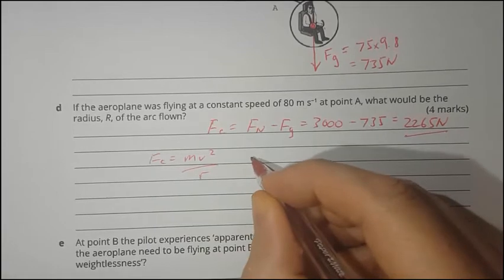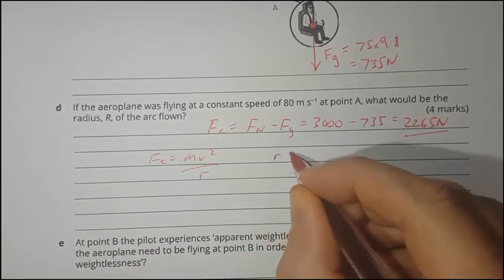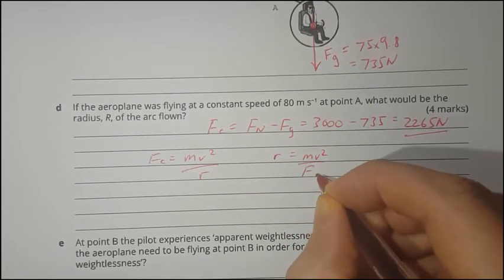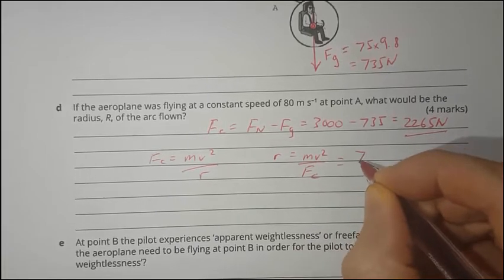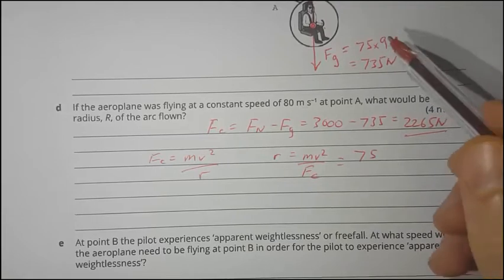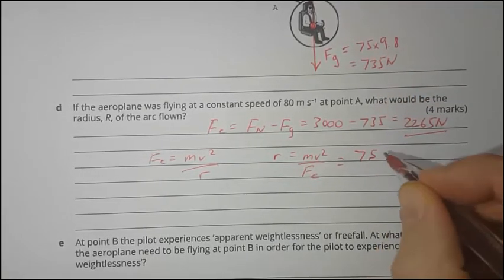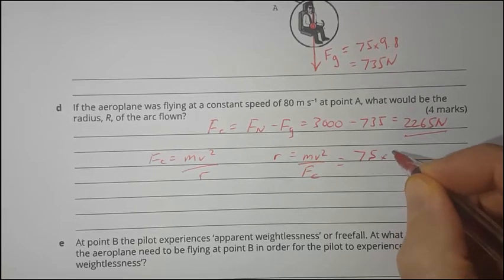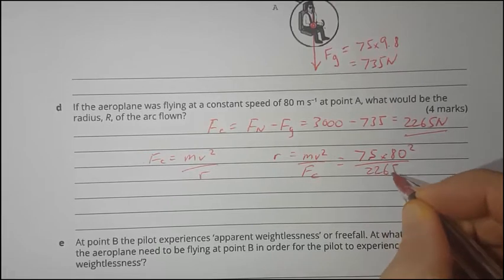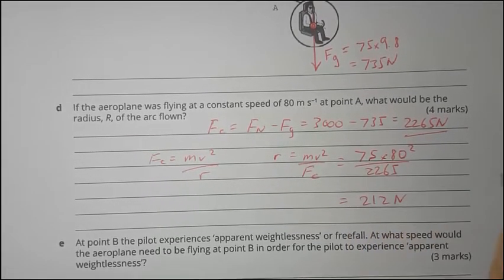Knowing that, you can rearrange to find what it's asking, the radius. So r is going to be equal to mv squared on Fc. Put the numbers in. 75 is the mass of this guy. We could talk about the plane, but we've been given the normal force on the person, so we can just use that information. 75 times 80 squared divided by the centripetal force, 2265. You do that and you end up with 212 newtons.